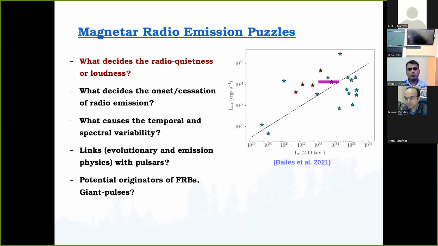So there are a lot of open questions when we come to magnetar radio emission, and not much is known about it. So for example, what decides that only some of these objects exhibit radio emission and that too transient and not others? There are some theoretical models, and I'm not going to go into details of those. What decides the onset of the radio emission, or why the radio emission itself disappears after some time, and the time scale for which the radio emission remains visible? The time scale itself can vary from days to months to even several years.